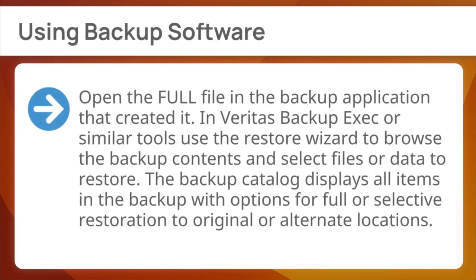Finally, using backup software. Open the full file in the backup application that created it. In Veritas, Backup Exec, or similar tools, use the Restore wizard to browse the backup contents and select files or data to restore. The backup catalog displays all items in the backup, with options for full or selective restoration to original or alternate locations.